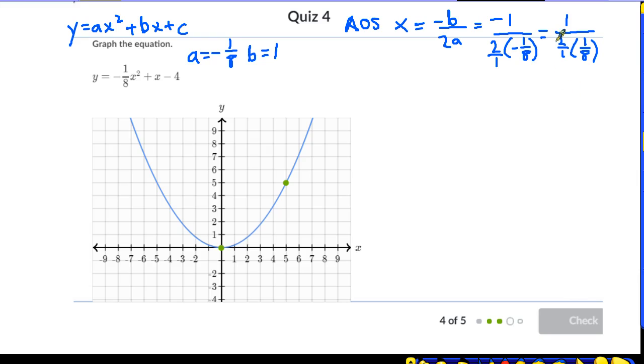The other thing is we'll do 2 times 1. Now, one of the things that I've asked you guys to do in the past is to learn how to cancel. And what happens is this 2 and this 8 cancel. And what we end up getting is a 1 over here and a 4 over here. So it's really just 1 over 4. So I'm going to rewrite this whole thing down here. Our x for our axis of symmetry is going to be 1 over 1 over 4.